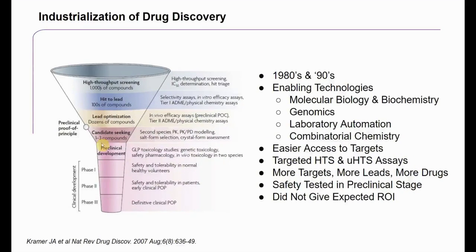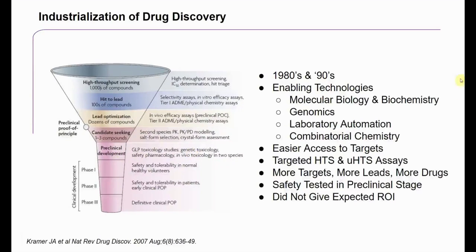At this stage, safety and toxicology was generally tested here in the preclinical development stage. So if you look at this kind of drug discovery pipeline from the early stage discovery through to the different clinical trials, here just before the clinical trials was where safety was actually studied and compounds were tested for safety. Generally, this was done in animal studies.